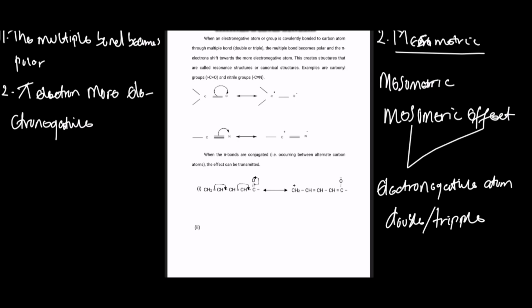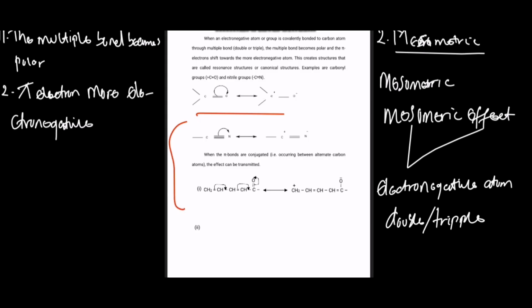It occurs when carbon is bonded to an electronegative atom through a multiple bond. What happens after this is that the multiple bond becomes polar, while the pi electrons are pulled towards the more electronegative atom. Because of this movement of the pi electrons, the molecule can no longer be represented by just one structure, because the shape will change. If you check this diagram, that's what I'm trying to explain.